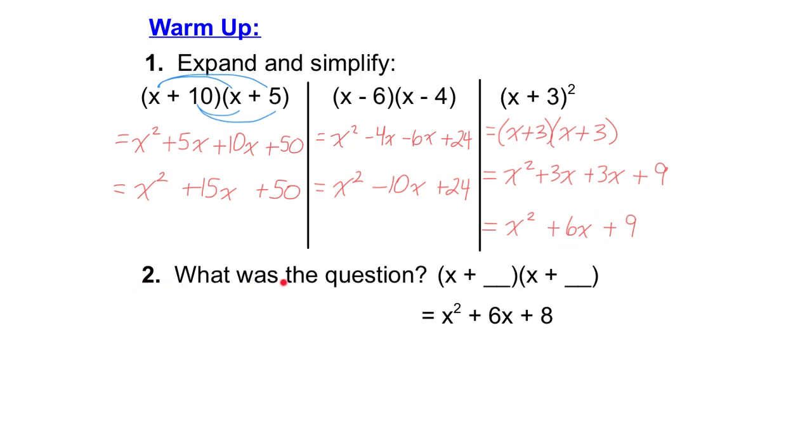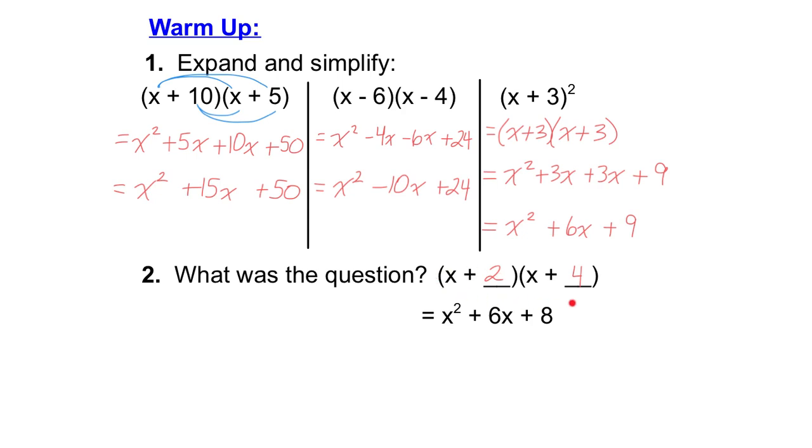Question 2, what was the question? So what numbers went in the blanks so that when you expand and simplify, you get this as your answer. x plus 2 times x plus 4. x times x is x squared plus 4x plus 2x plus 8. 4x and 2x add to 6x, so this is it.